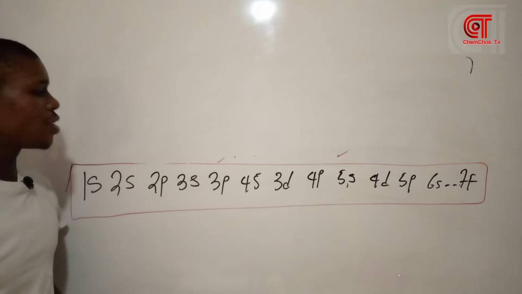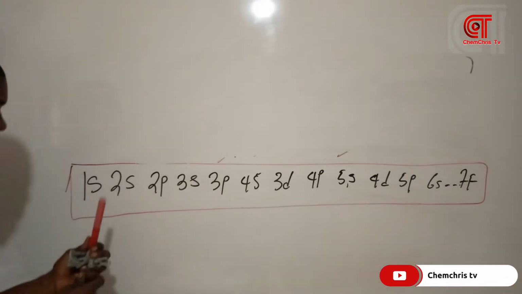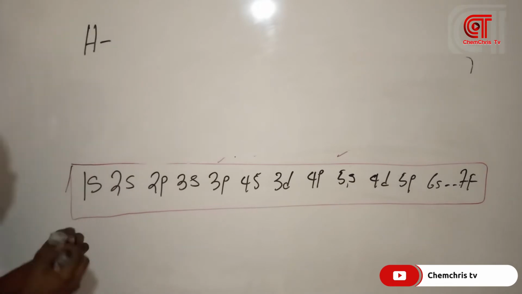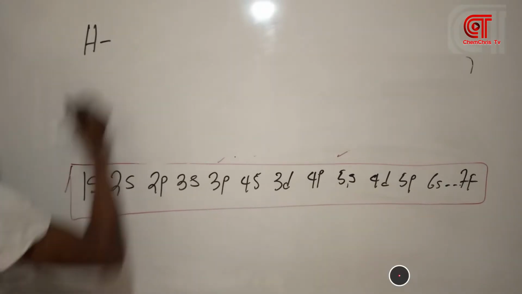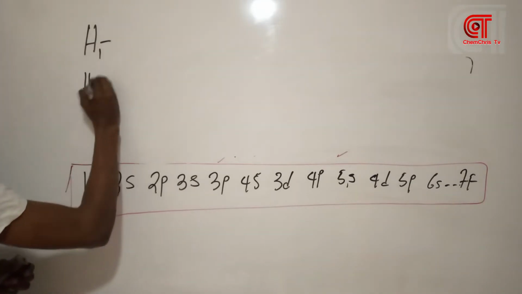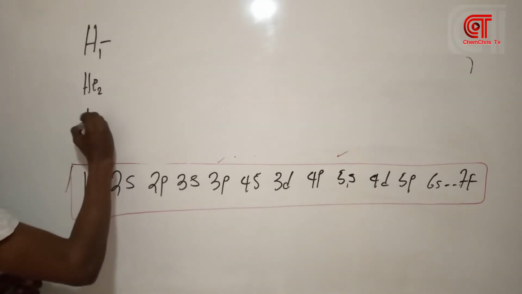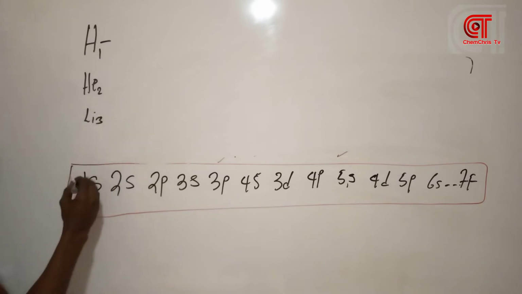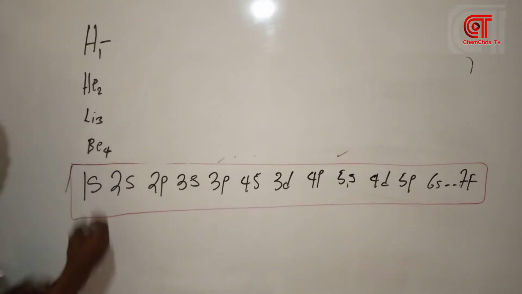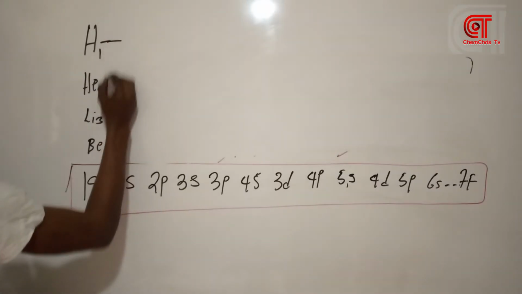So if you want to write the electronic configuration of an element, let's start with a simple one, hydrogen. Hydrogen, the electron number is 1 because it's a neutral atom, right? What about helium? Helium is 2. Then here we have lithium, which is 3. Here we have beryllium, which is 4, right? So now let's start with this one here.